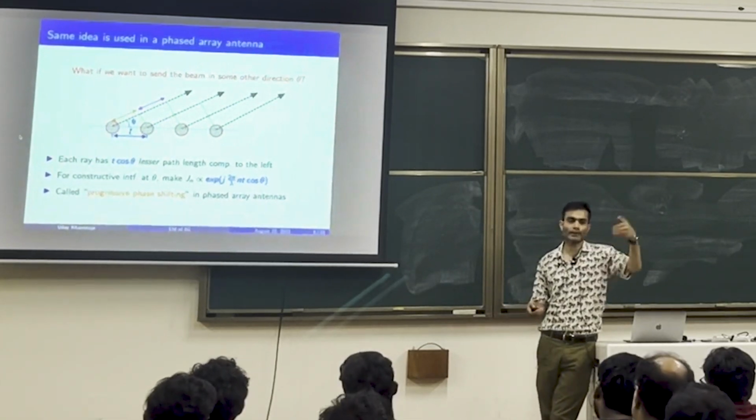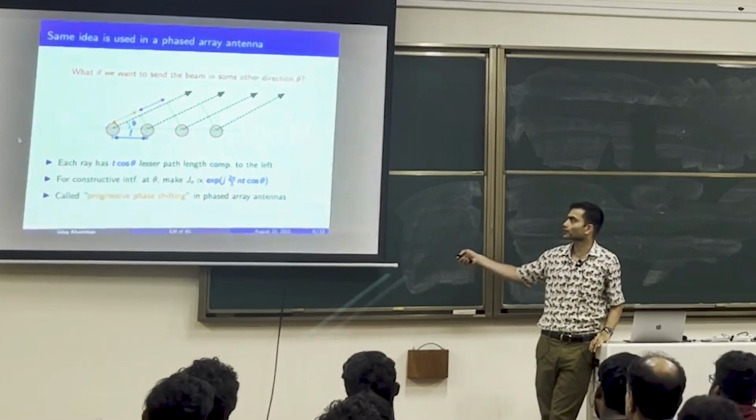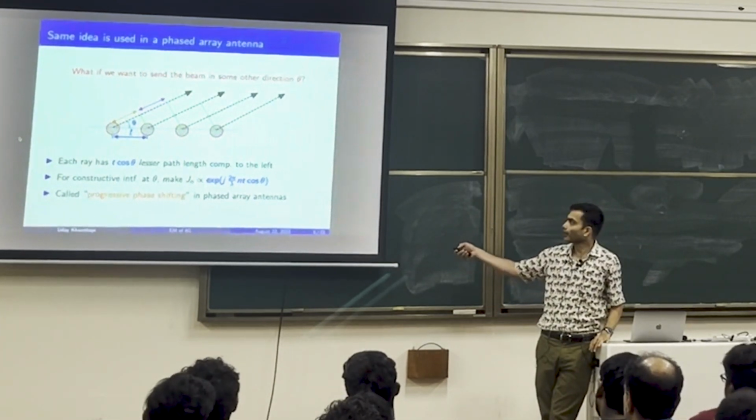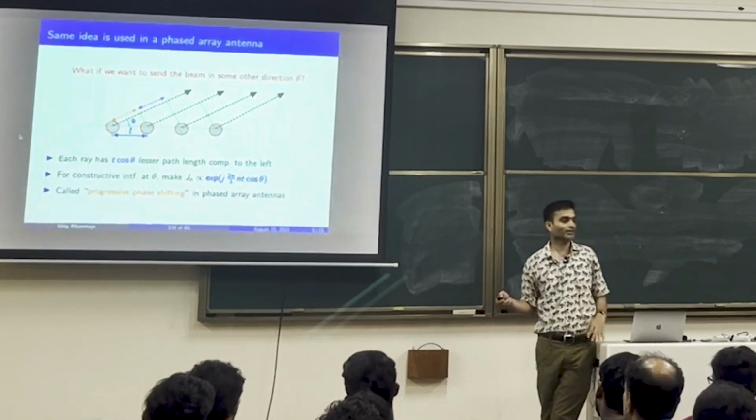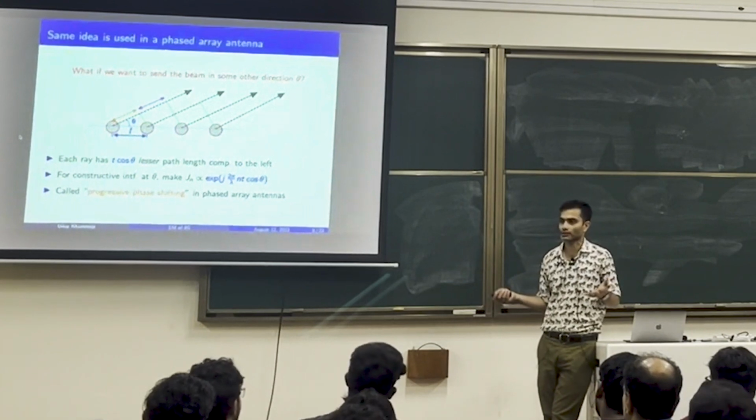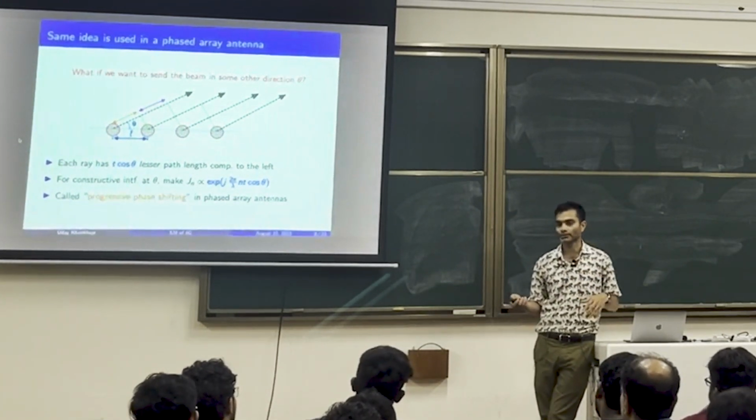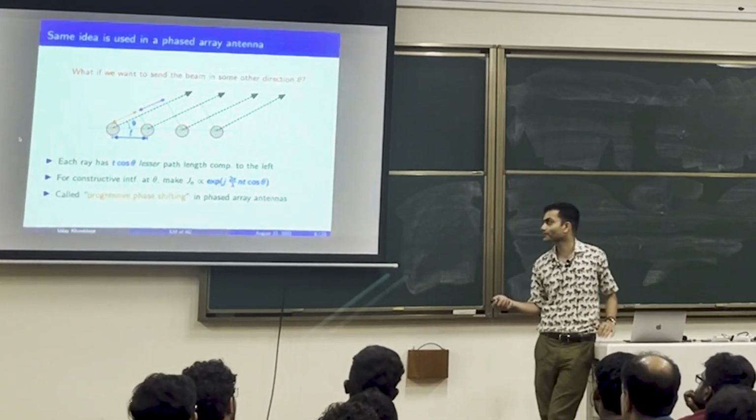Therefore, the phase is 2 pi by lambda times that. So I simply change the currents to be proportional to this phase difference, and now my beam goes in this direction. This is standard technology used everywhere in what are called phased array antennas. You will see them in aircraft, airports, and now in 5G in some cases. This is called progressive phase shifting.